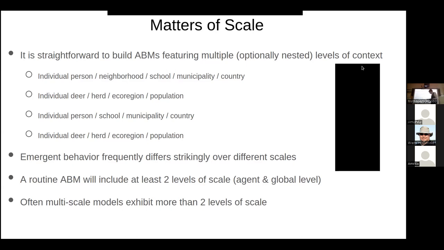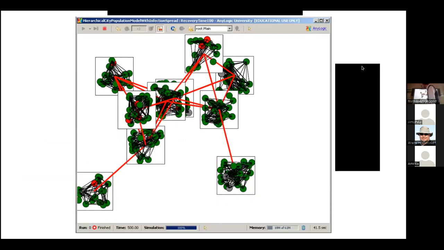Routinely, ABMs will have at least two levels of scale. I mean, they'll have an individual level within a population and then the overall level. But often they'll exhibit more than two levels. And several of these models that we've looked at have more than two levels. Not the last one. But for example, that one with clinics, where there's dynamics at the person level, and then there's dynamics at the level of the clinic, and then there's dynamics at the overall level, for example, or the very first one with the cities and the people, right?